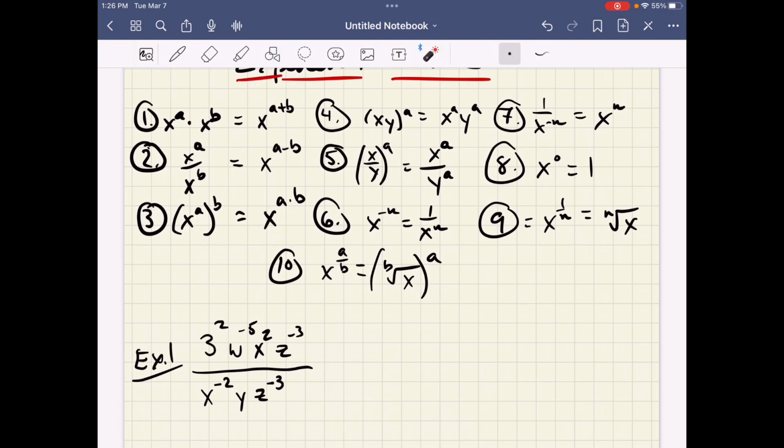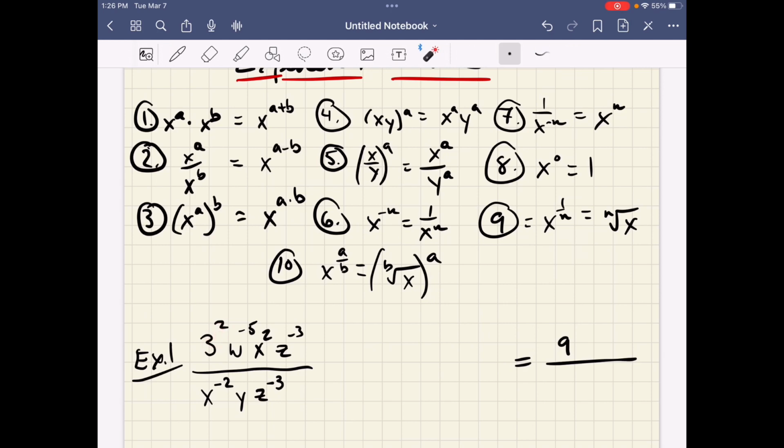So what I'm going to start with is looking at just little pieces of this at a time. For example, 3 squared, well, that's the only number. Everything else is variables and exponents, right? So I'm going to take 3 squared and simplify that. We all know that 3 squared is 9. So when I get to the end, I know I'm going to have a 9 in my numerator, because that's where it was to begin with, okay?